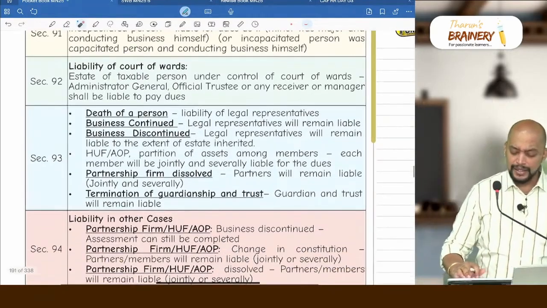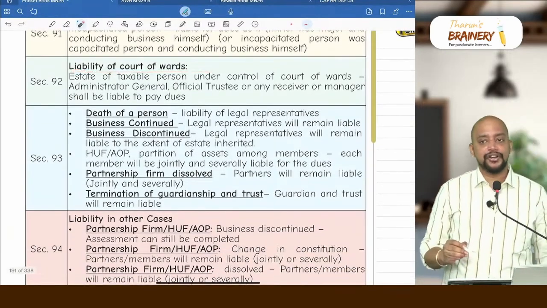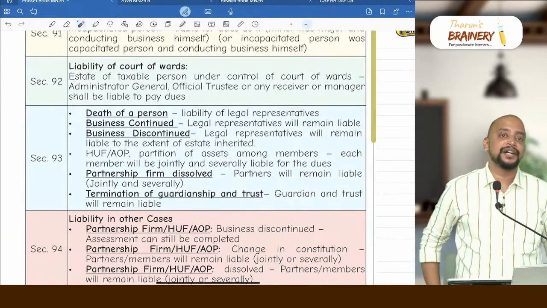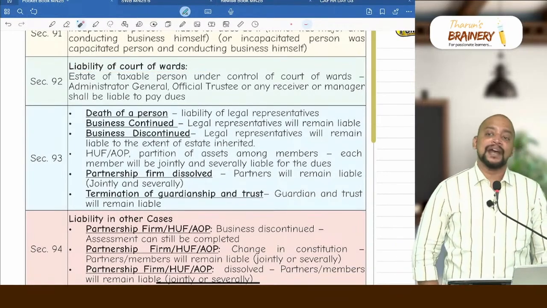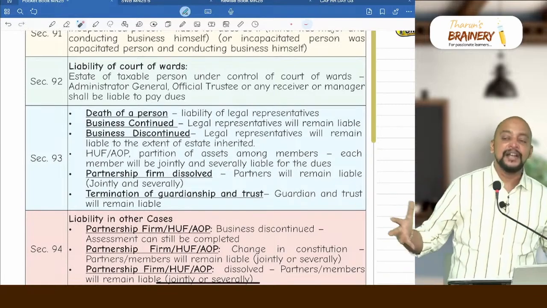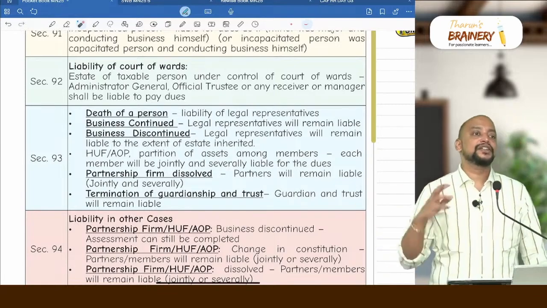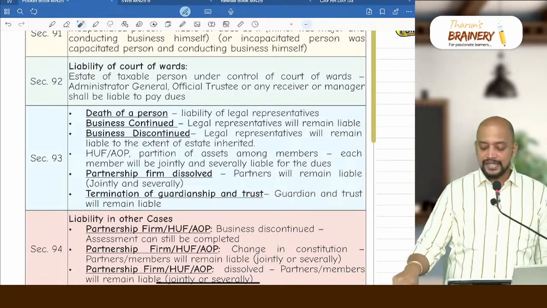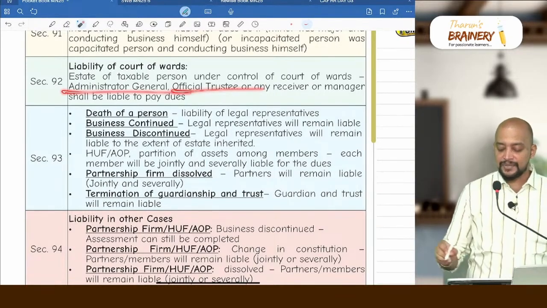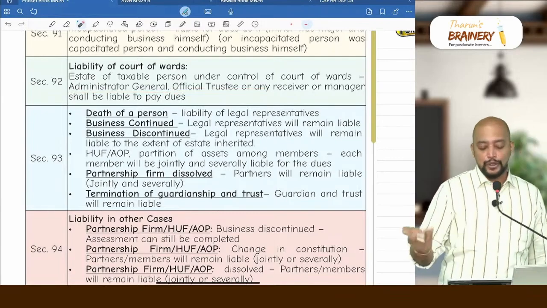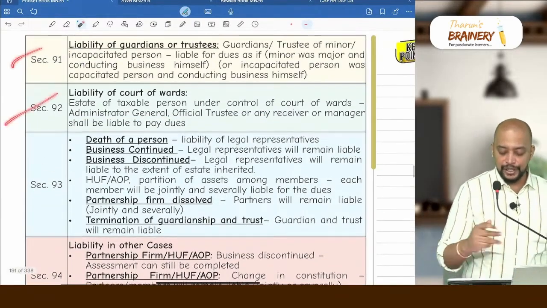Okay. Next, liability of court of wards. Court of wards will be coming into the picture whenever there is no guardian for a minor. So there is a minor and he is having a lot of estate, means a lot of wealth, but there is no guardian for that person, and the court will appoint one person to look after his assets. That person will be called an official trustee or administrator general, or any manager, and that person is liable to pay the dues. So this 91 and 92 are connected.